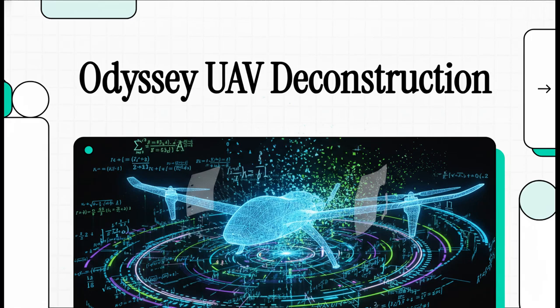Today we're diving into something really fascinating, the Odyssey UAV. But we're not just looking at the carbon fiber and hardware. Nope, we are going to project a sort of holographic deconstruction of this machine right down to its underlying mathematical DNA. You see, every single drone in the sky is bound by the strict laws of physics, and today we're unpacking the exact computational matrices that allow this specific aircraft to conquer gravity.